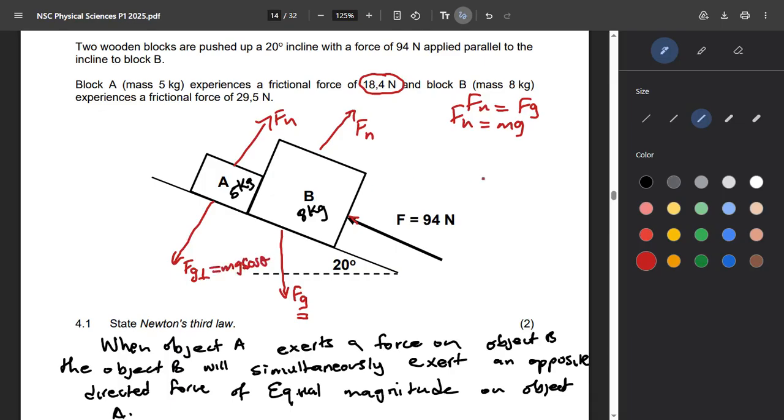So just a quick exam tip. If we are on an incline, you add perpendicular, then you add the cos theta. If you are not on an incline, remove the green part. Perfect. So now we know that normal force will be Fg perpendicular.